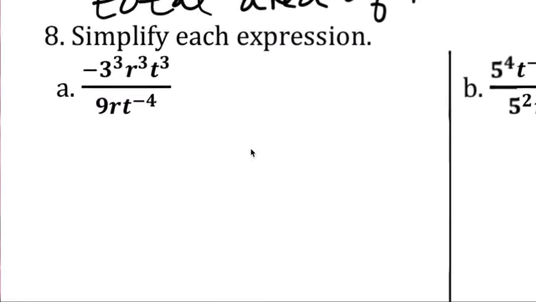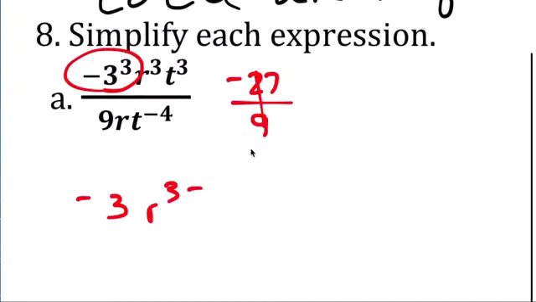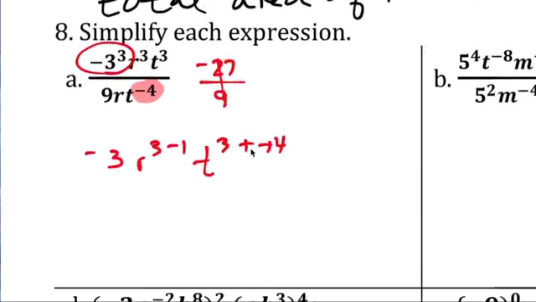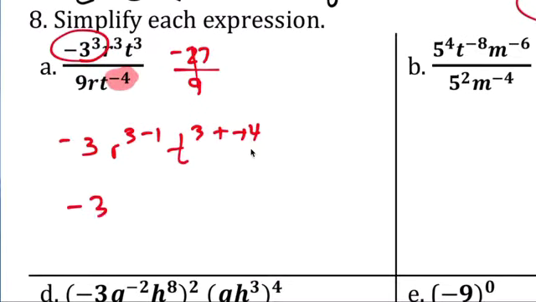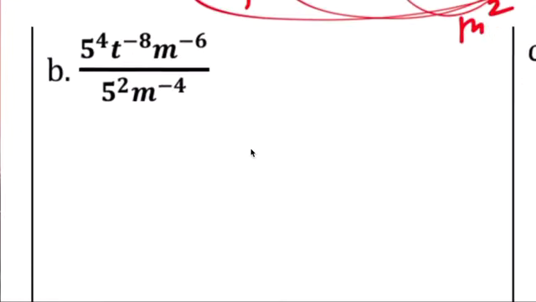Okay, here you subtract. You need to first do this. That's negative 3 times 3 times 3, which is negative 27 cubed. No, the cube goes away because you already cubed it, over 9, which is negative 3. So your answer is negative 3. And then r to the third minus 1, t to the third minus, this is minus a negative 4, so plus, and then you finish the rest. So it's negative 3r squared t to the 7th, right? That's your answer.